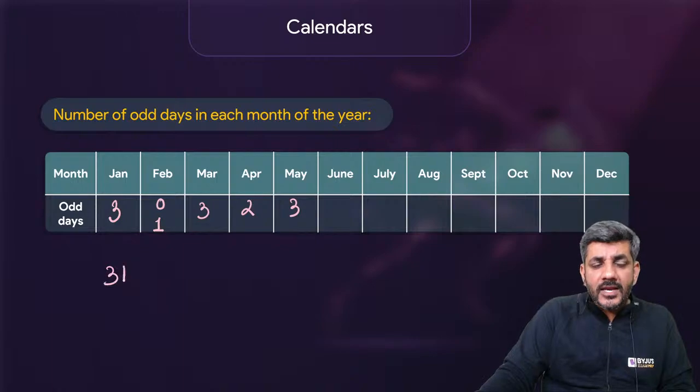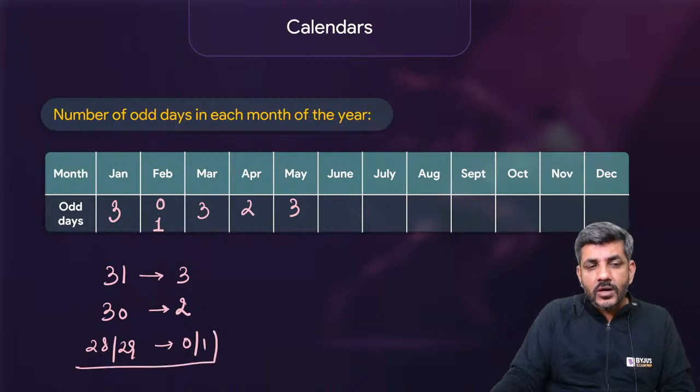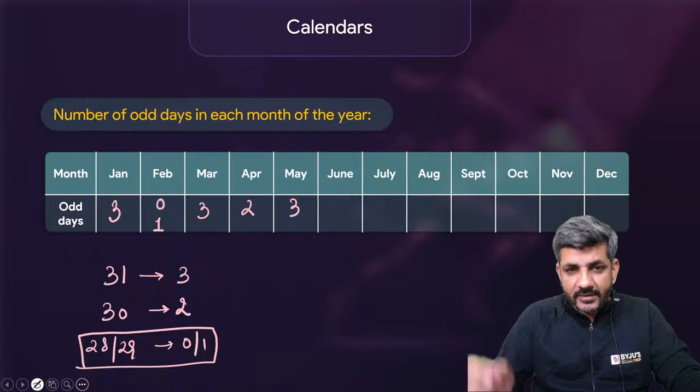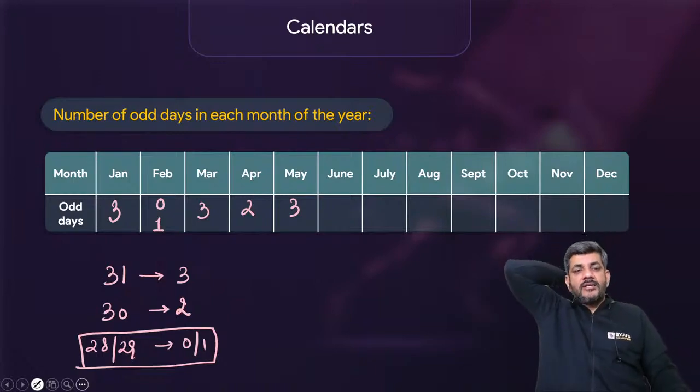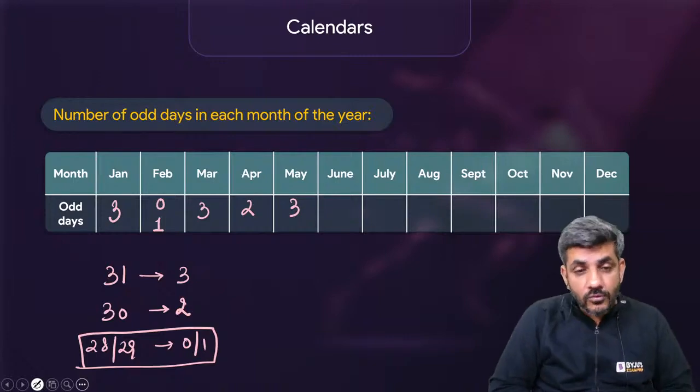You can say whenever 31 days are there, 3 odd days are there. Whenever 30 days are there, 2 odd days are there. Of course, in case of 28 or 29 days, the odd days would be 0 and 1, which is only for February. The months having 31 days will be having 3 odd days. The months having 30 days will be having 2 odd days.